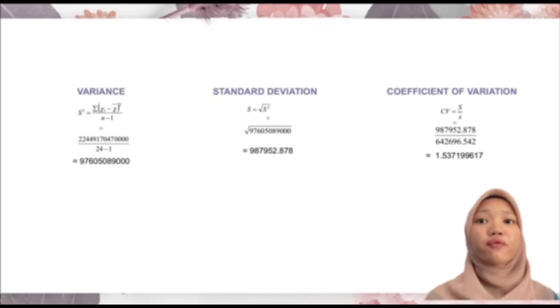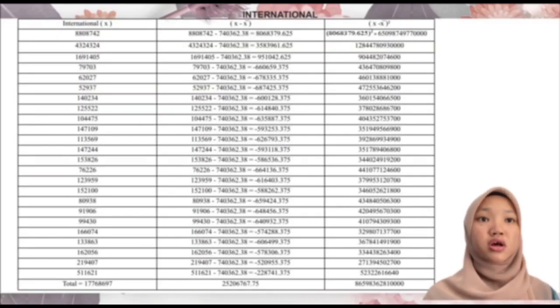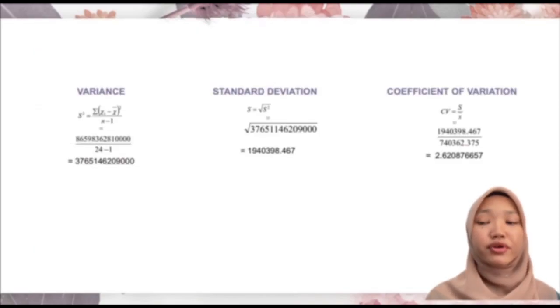Our coefficient of variation formula is standard deviation divided by the mean. For international, the steps are the same as we did for domestic. Variance for international is calculated first, and for standard deviation, we must take the square root of the variance, and the answer is 1940398.46. While for coefficient of variation, the formula is standard deviation divided by mean, and the answer is 2.6208.